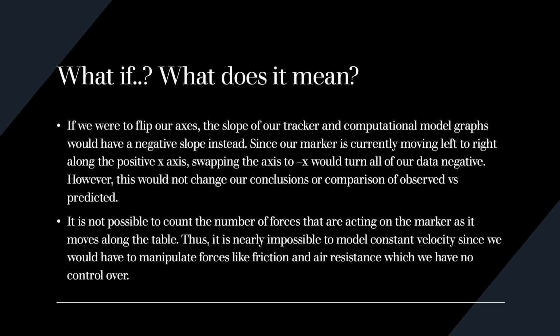What does it mean? If we were to flip our axes, the slope of our Tracker and computational model graphs would have a negative slope instead. Since our marker is currently moving left to right along the positive x-axis, swapping the axis to negative x would turn all of our data negative. However, this would not change our conclusions or comparisons of observed versus predicted.